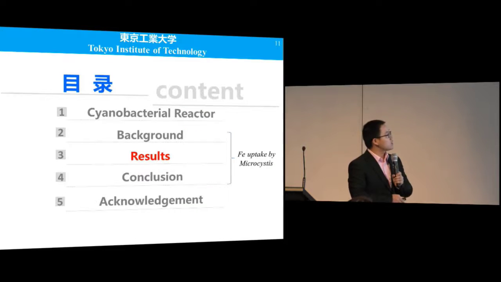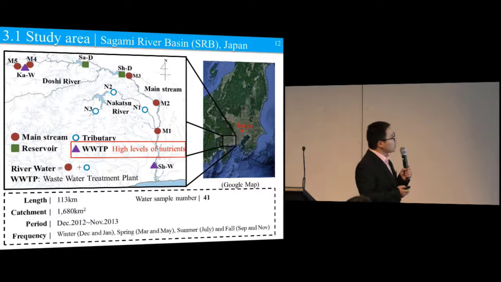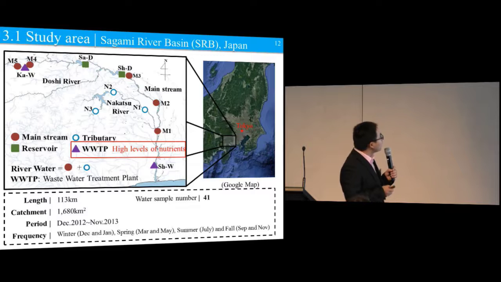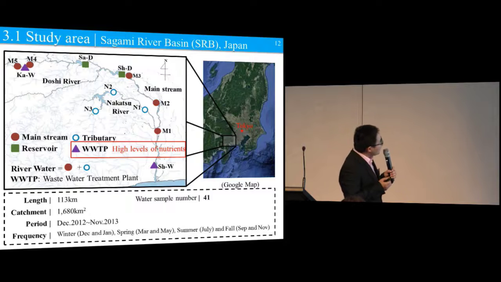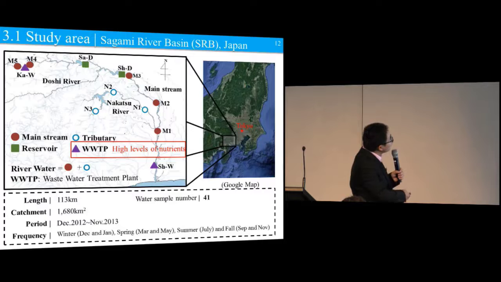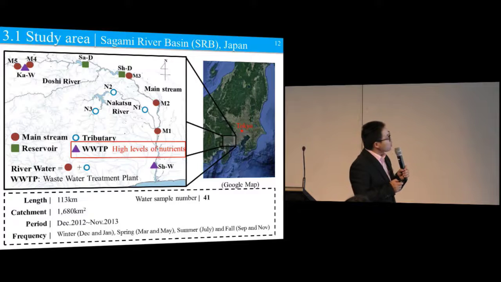So let's go to the results. In my study, we collected 41 samples from Sagami River water, the Sagami River basin, and there are three types of water: river, reservoir, and effluent water from wastewater treatment. For these types of water, we detected high concentrations of nutrients, including iron.